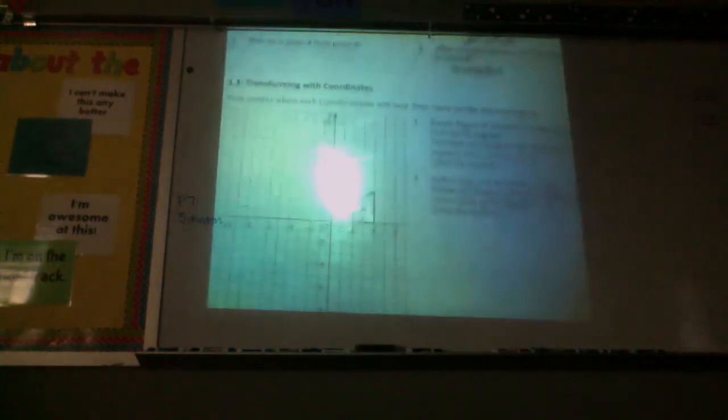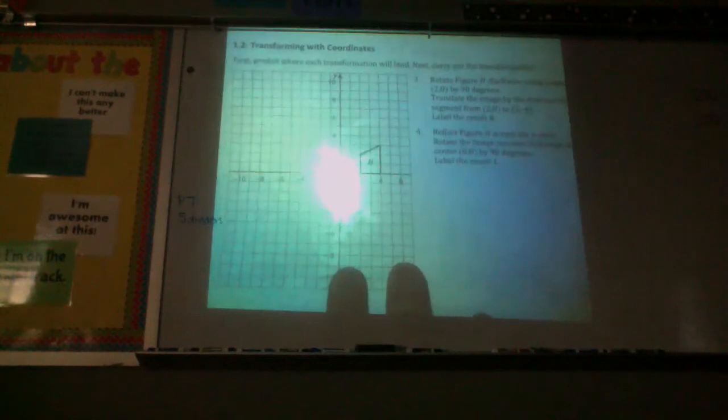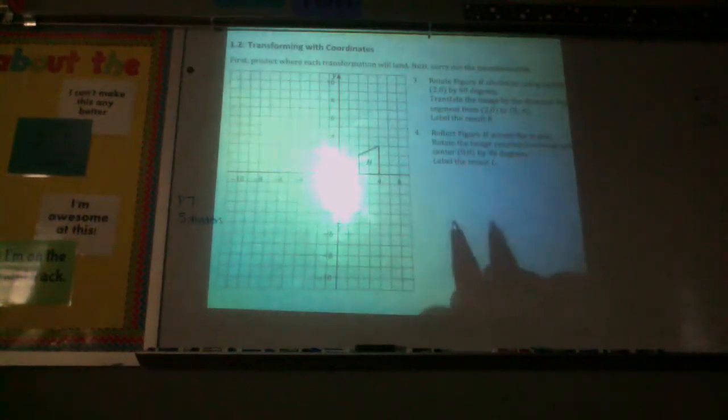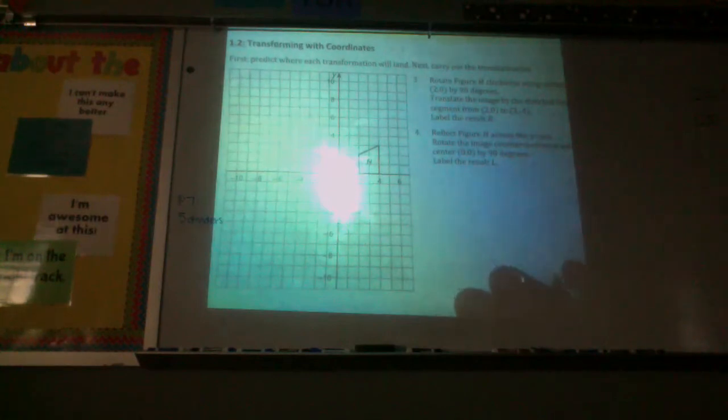Problem number 2. Transforming with coordinates. So what they want us to do first is predict where each transformation will land, and then we're actually going to do it.